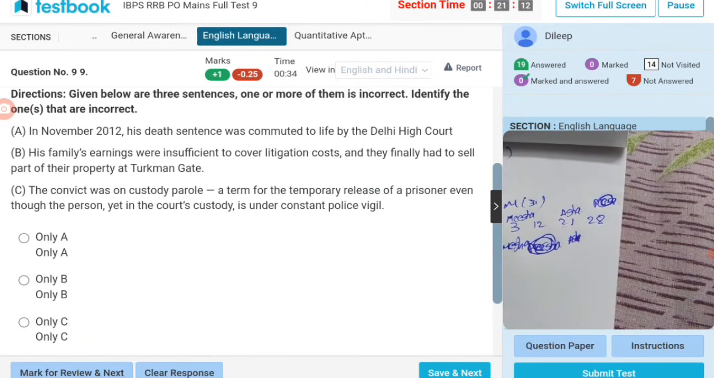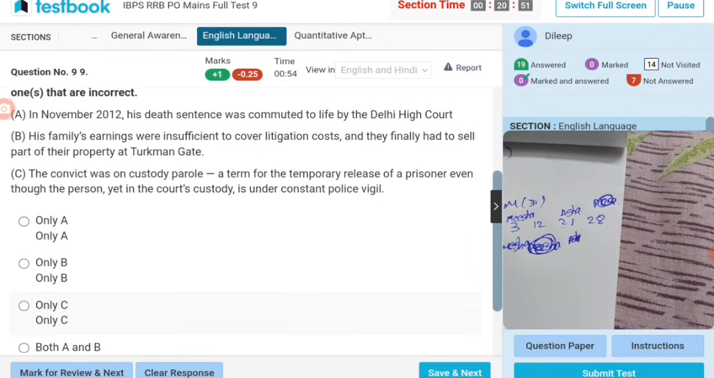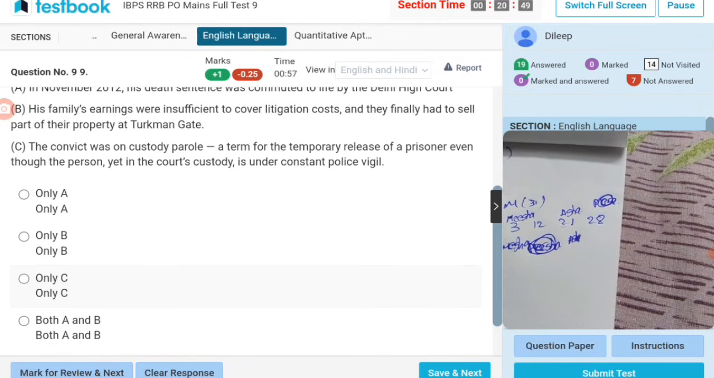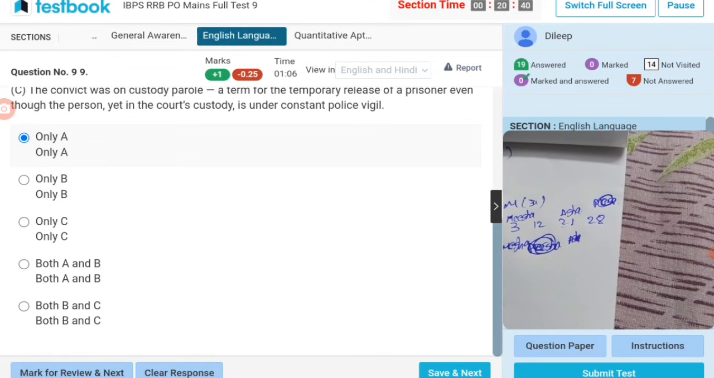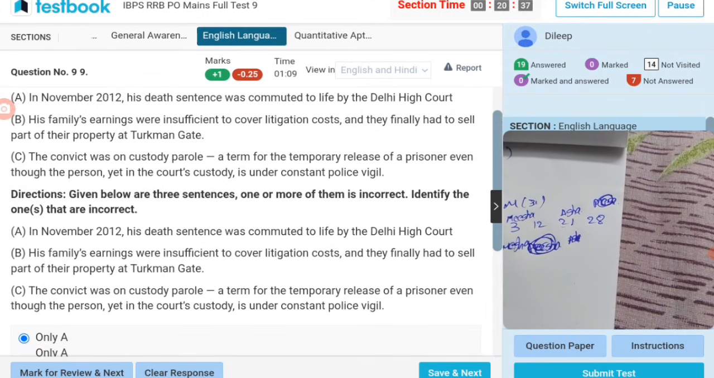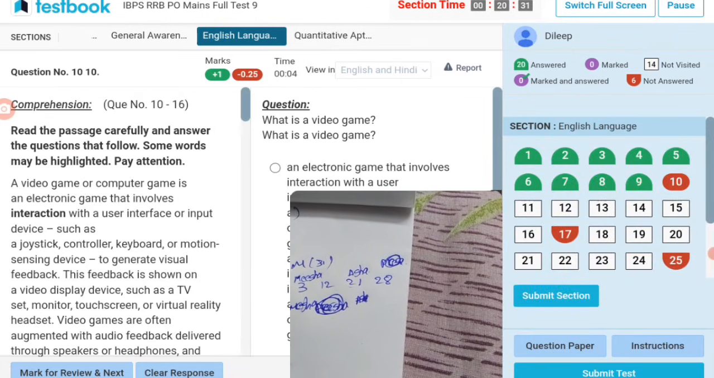In November 2012, his death sentence was commuted to. His family's earnings were insufficient to cover. Next.